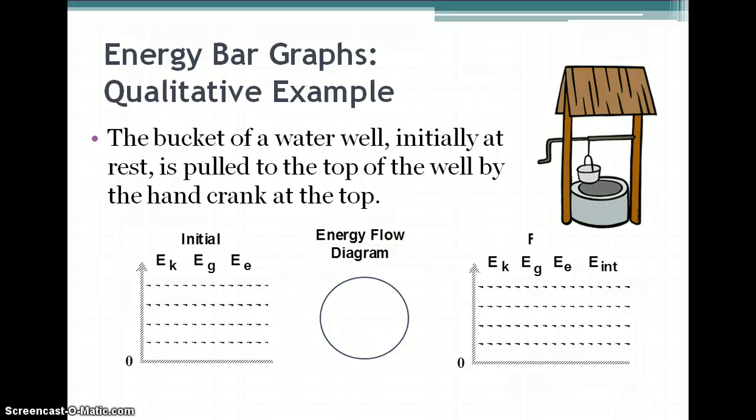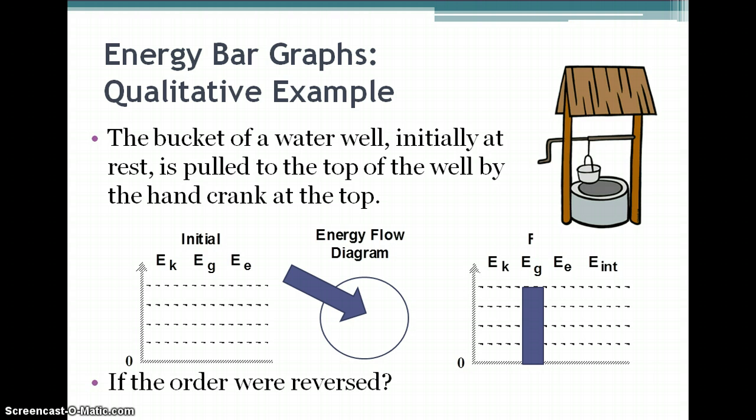At the end, since it's pulled to the top, it would now have gravitational energy. So the question is, where did that gravitational energy come from? This is where you use work. So I'm going to use my energy flow diagram in the middle, which you can see is just a circle. And with a circle, I'm going to show that I added energy into the system. So initially I had no energy. I used my arrow in to show that I added it. And at the end, I have gravitational. So that's how those work.